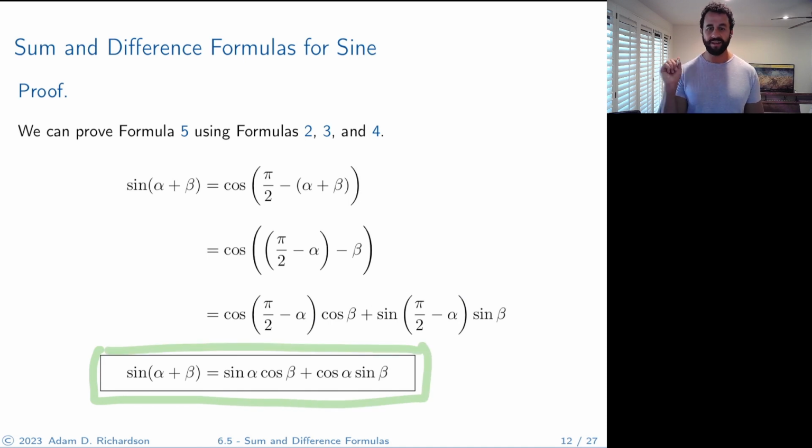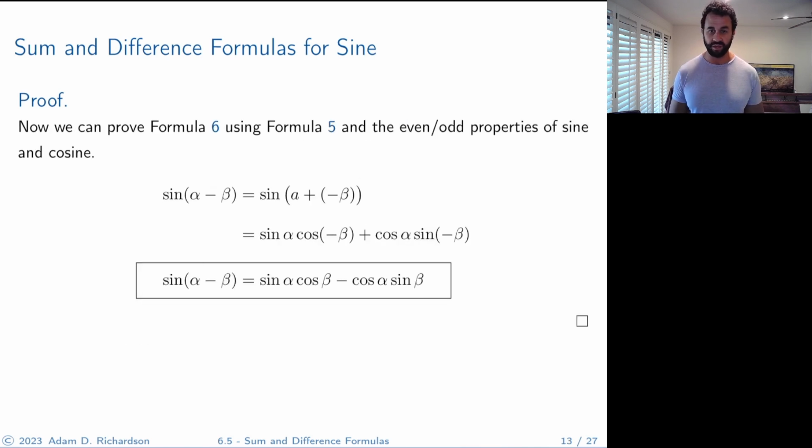Sweet. So now we've got angle sum and difference for cosine, we've got angle sum for sine, and maybe not surprisingly, we're going to get the angle difference for sine pretty quickly here. We're just going to use the same technique as before, write alpha minus beta as alpha plus negative beta, and then use the even odd properties of sine and cosine to get this.